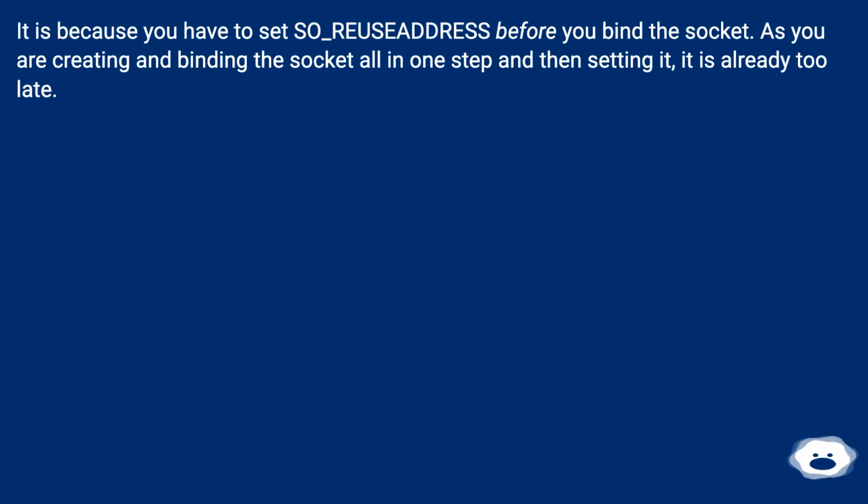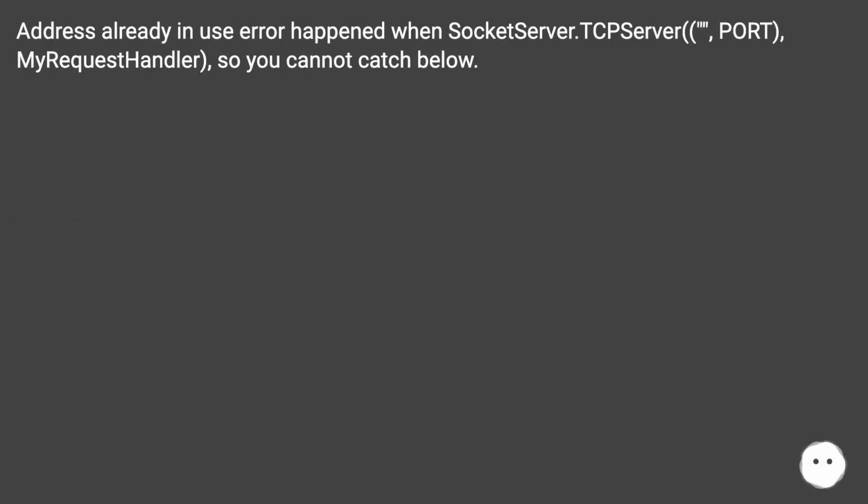It is because you have to set SO_REUSEADDR before you bind the socket. As you are creating and binding the socket all in one step and then setting it, it is already too late. The address already in use error happened when creating the socket server with the server, port and my request handler, so you cannot catch it below.